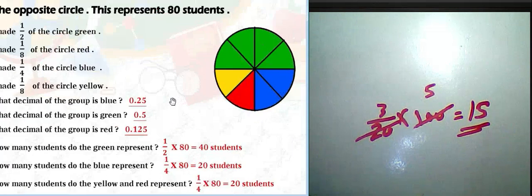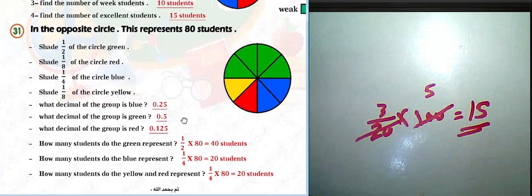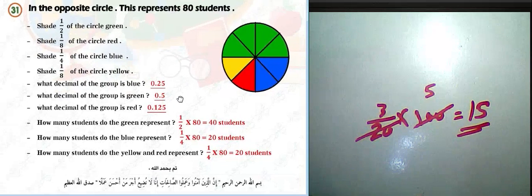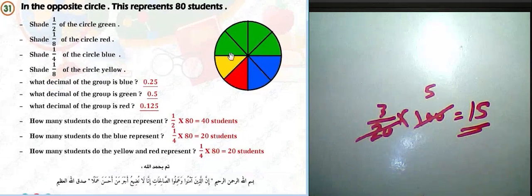Okay, we have 80 students. Half the circle is green, and 8 was red, and 4 of blue, and 8 of yellow. What's the decimal fraction for blue? 0.25, it's a fourth. And green, a half, 0.5, and red 0.125, 125 thousandths. It's about red because red was 8.